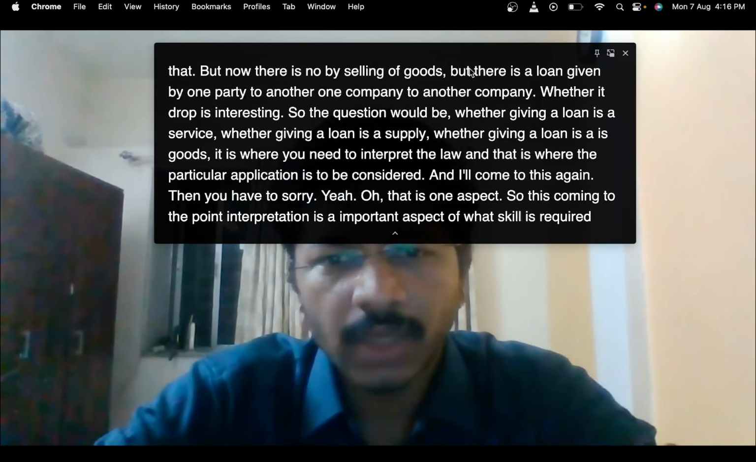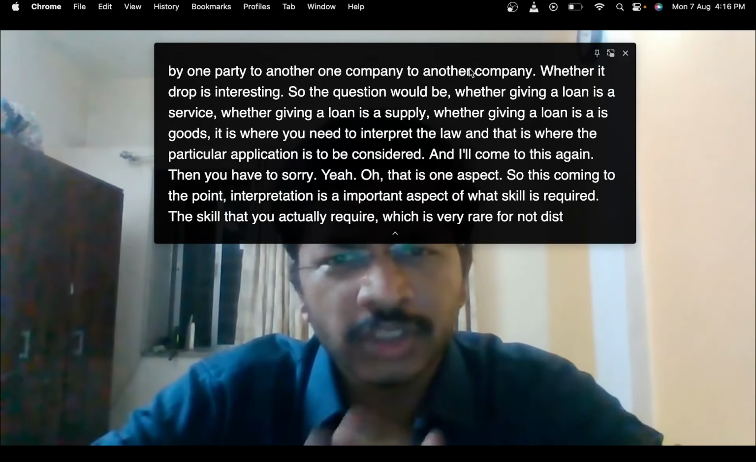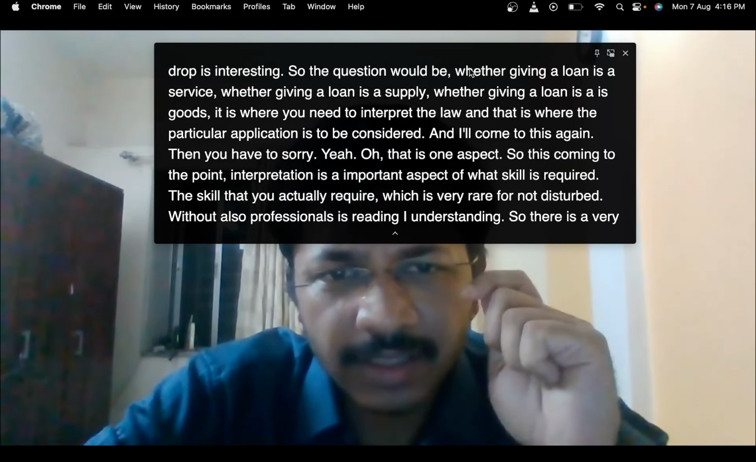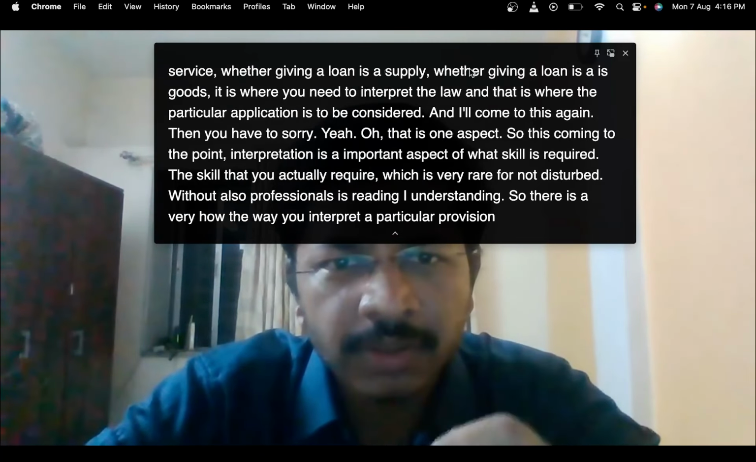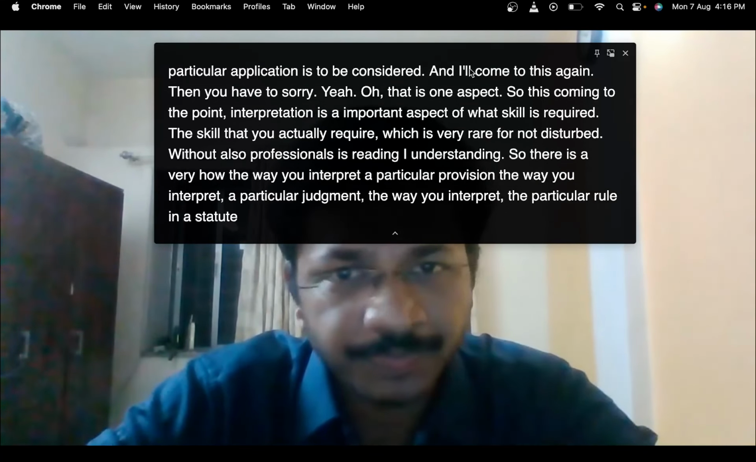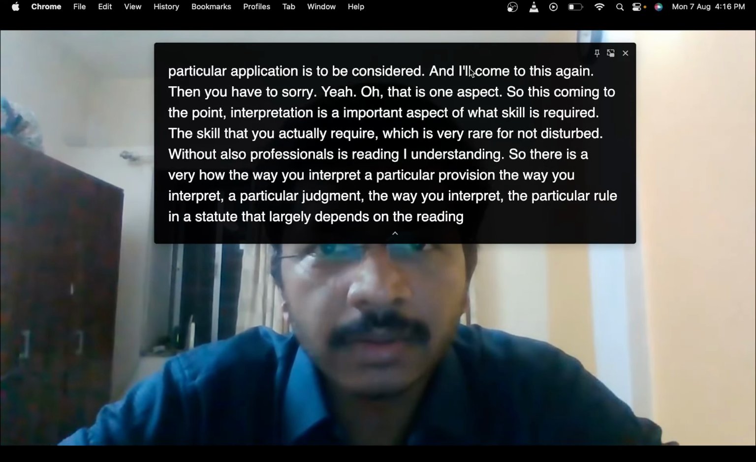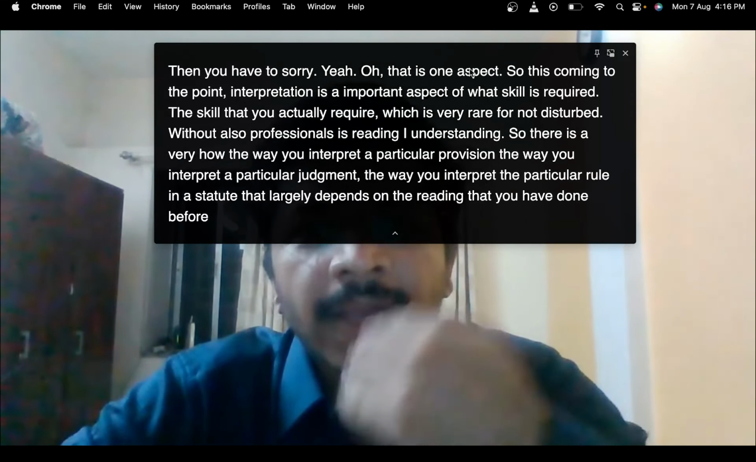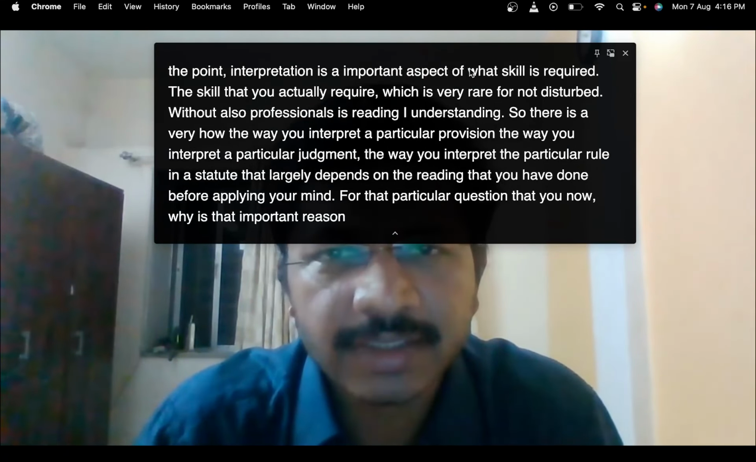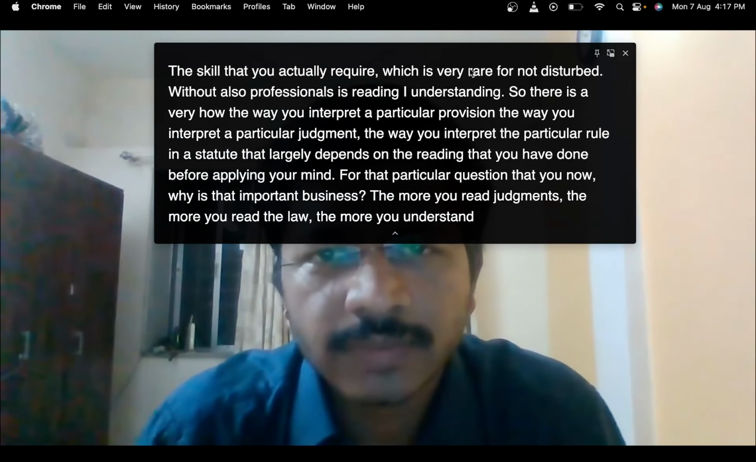Now what skill is required? The skill that you actually require, which is very rare for not just students but also professionals, is reading and understanding. The way you interpret a particular provision, the way you interpret a particular judgment, the way you interpret a particular rule in a statute, that largely depends on the reading that you have done before applying your mind for that particular question that you have. Now, why is that important? The reason is, the more you read judgments, the more you read the law, the more you understand the law.